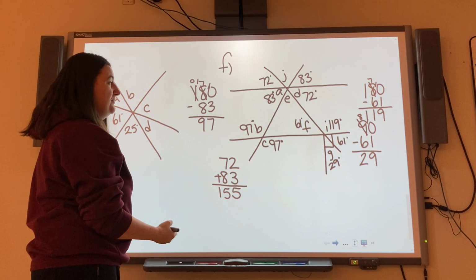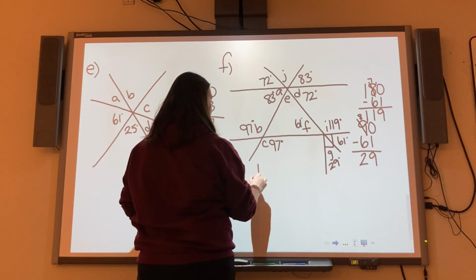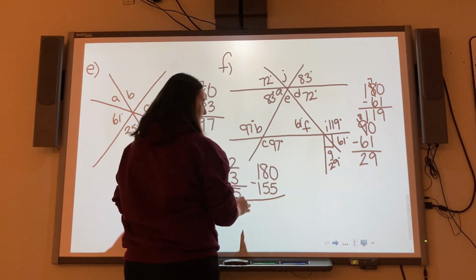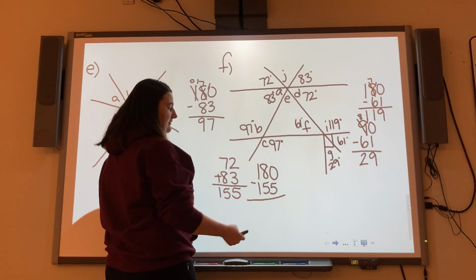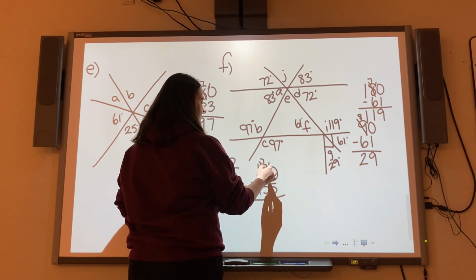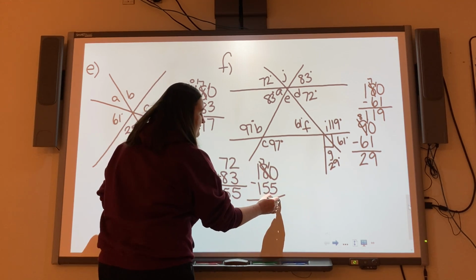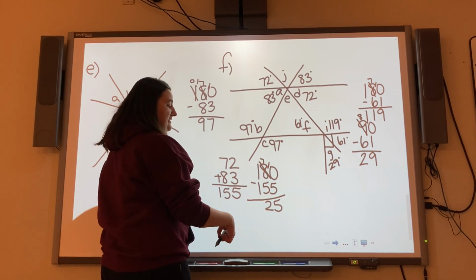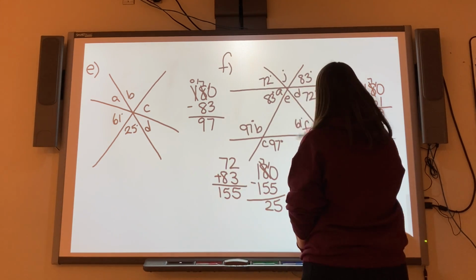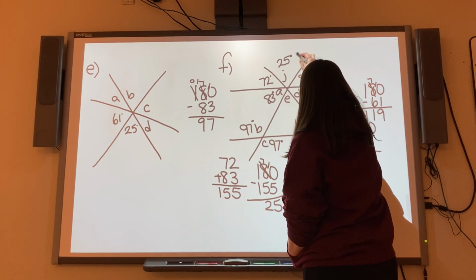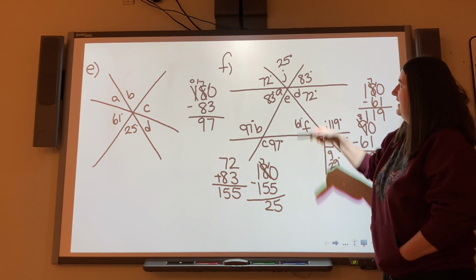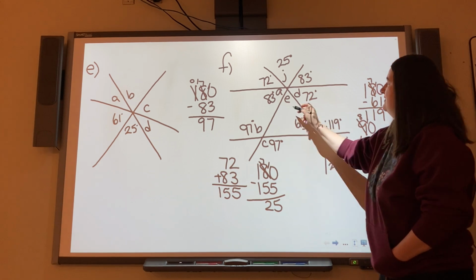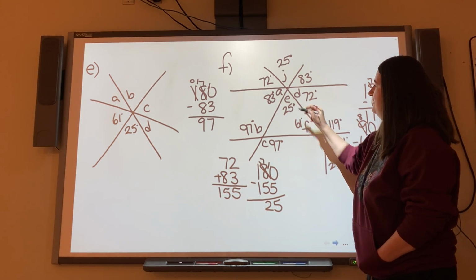If I take that away from 180, I'll get my missing angle. So I have to borrow again. That changes to 7, that changes to 10. 10 minus 5 is 5. 7 minus 5 is 2. 1 minus 1 is nothing. So now I know that angle J is 25 degrees. And if you look, angle J is directly opposite to angle E. So I know that that one is 25 degrees as well.